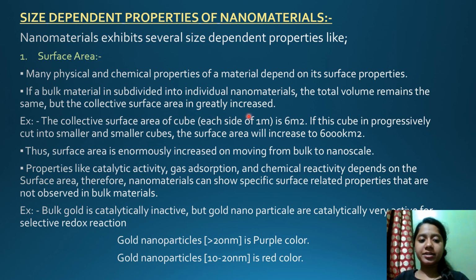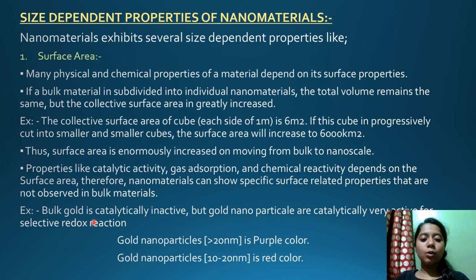is greatly increased. For example, the collective surface area of a cube is 6 meter square. If this cube is progressively cut into smaller and smaller cubes, the surface area will increase to 6,000 kilometer square. Thus, surface area is enormously increased on moving from bulk to nanoscale. Properties like catalytic activity, gas adsorption, and chemical reactivity depend on the surface area. Therefore, nanomaterials can show specific surface-related properties that are not observed in bulk materials.